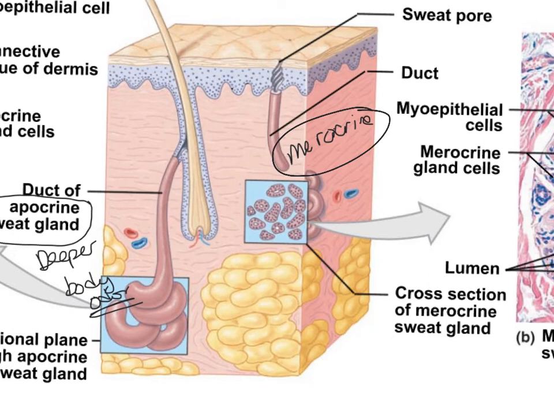The purpose for these merocrine glands is to release heat, so you don't get overheated. The fluid comes to the surface, the fluid is released through the sweat gland, the fluid gets evaporated, and your body temperature cools.